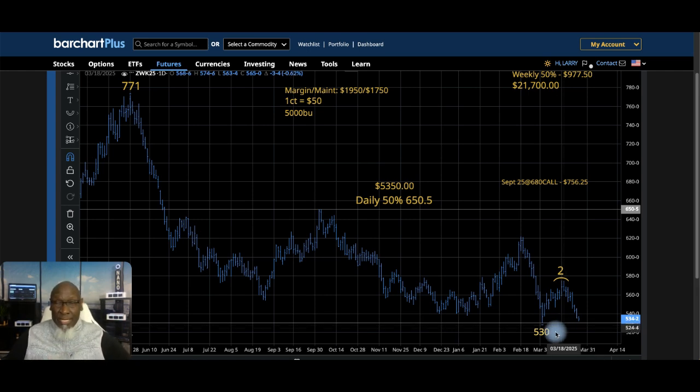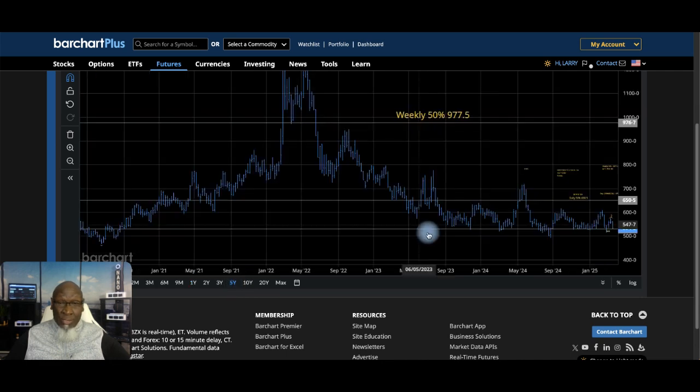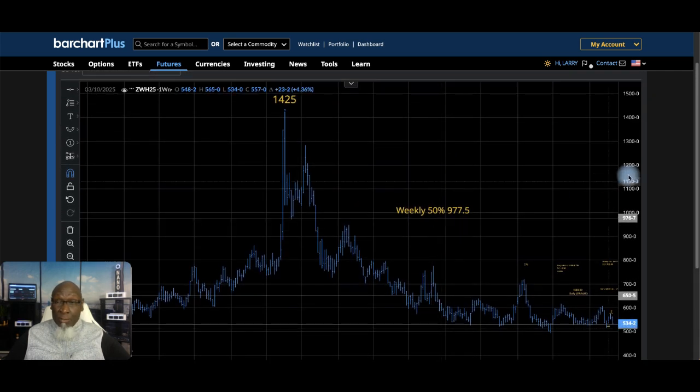So if we take a look at this chart right here, we'll see that wheat is going to go to $6.50.5 per bushel in the short term. In the long term, it's going to go to $9.77.5 per bushel, and that's off the weekly chart, which let me go down here and click on the 5-year, because a weekly gives me 5-year. Because look, wheat has been to, what's that, $14.25 a bushel?